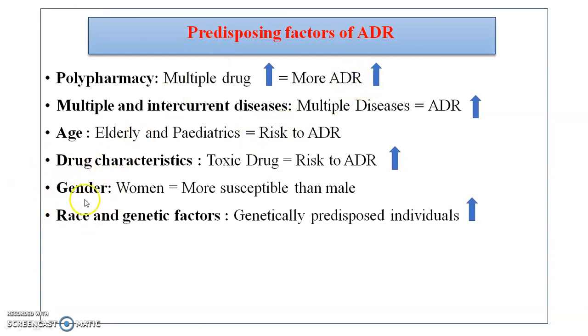Next is gender. In case of gender, women are more susceptible than males to develop adverse drug reactions. Then last is race as well as genetic factors. Genetically predisposed individuals are more prone to develop adverse drug reactions than patients who are not genetically predisposed.